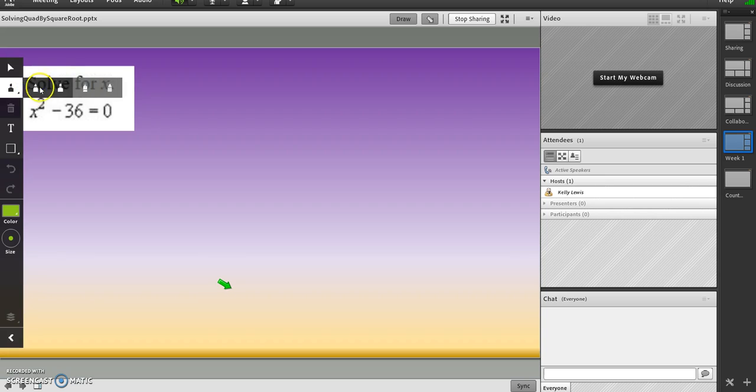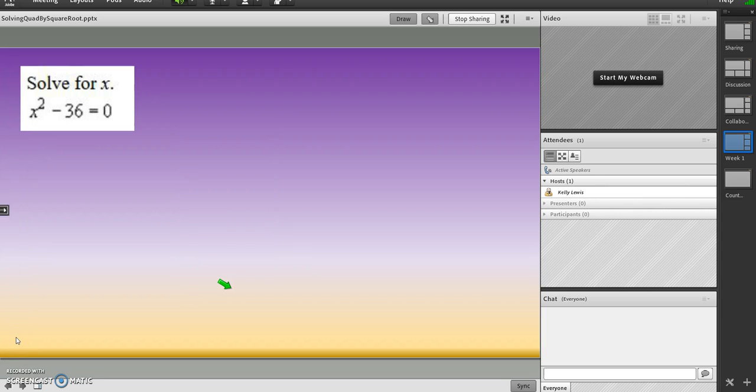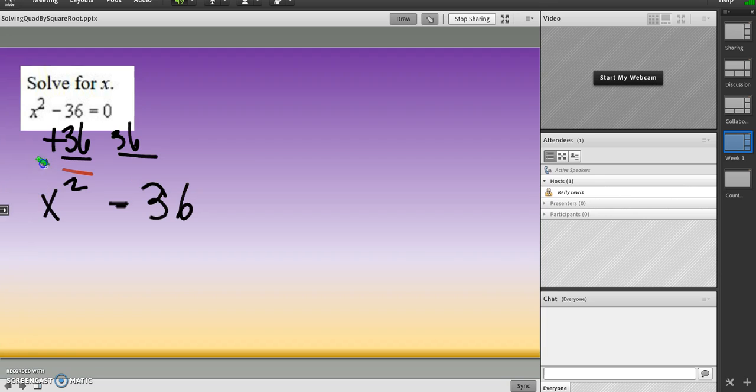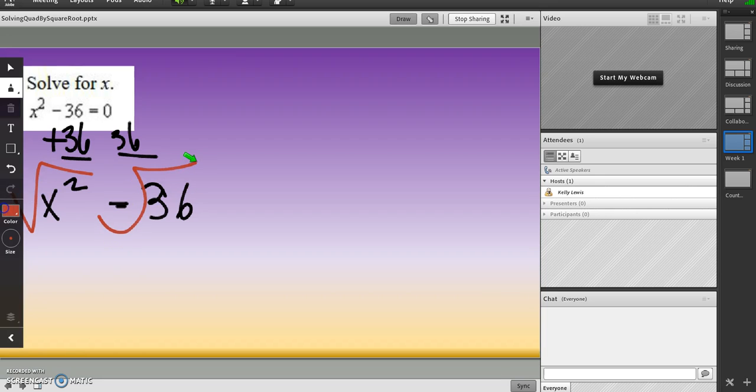So let's do this one. We want that x squared all by himself, so we're going to add 36 to both sides. We get x squared equals 36. Then we need to take the square root. And when we take the square root, we get x equals, the square root of 36 is 6. But when you take the square root, do not forget plus minus. And so this is our answer.